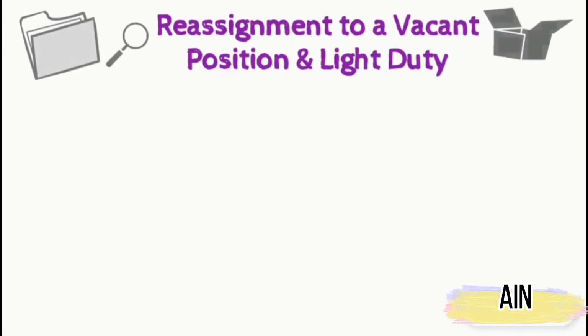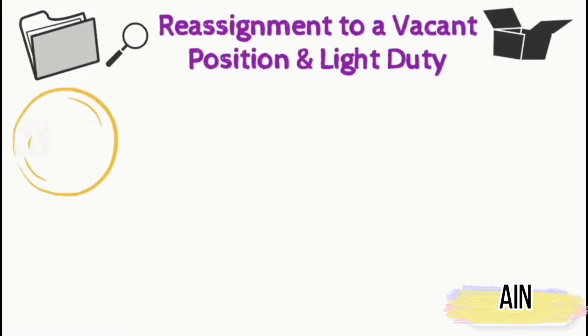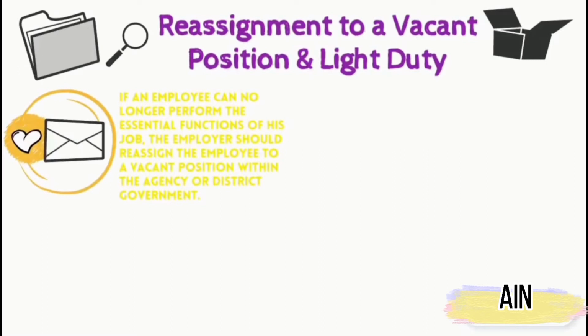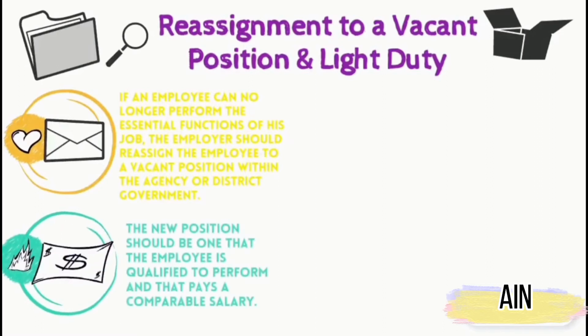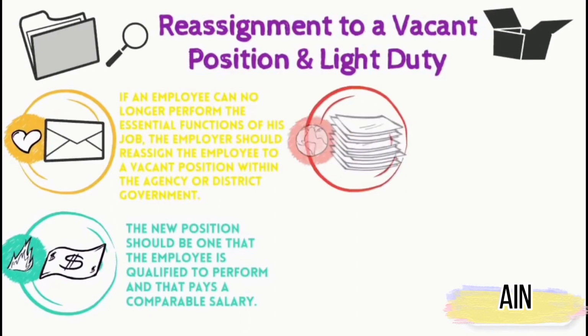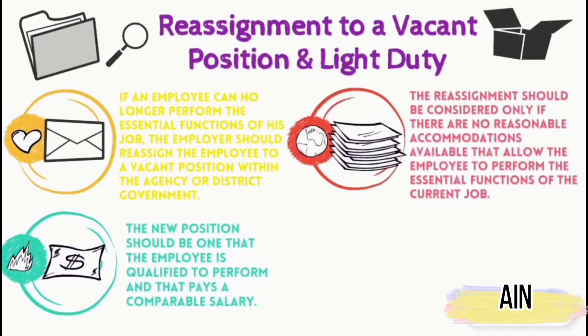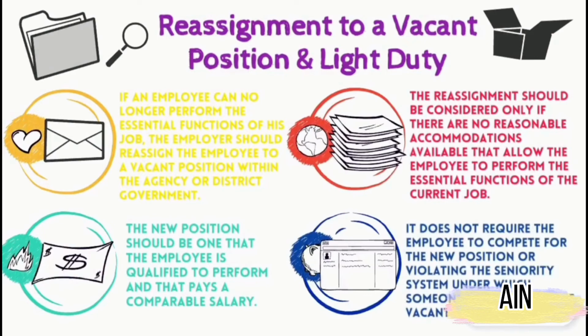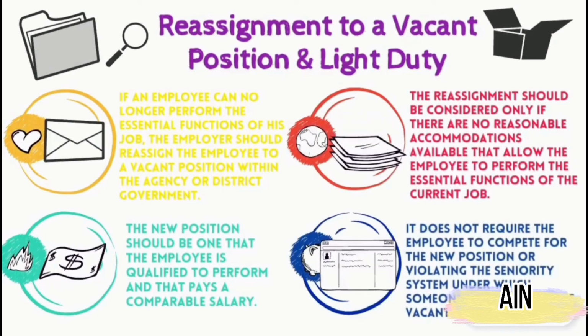Reassignment to a vacant position and light duty. If an employee can no longer perform the essential functions of his job, the employer should reassign the employee to a vacant position within the agency or district government. Next, the new position should be one that the employee is qualified to perform and that pays a comparable salary. Thus, reassignment should be considered only if there are no reasonable accommodations available that allow the employee to perform the essential functions of the current job. Besides, it does not require the employee to compete for the new position or violate the seniority system under which someone is entitled to the vacant position.